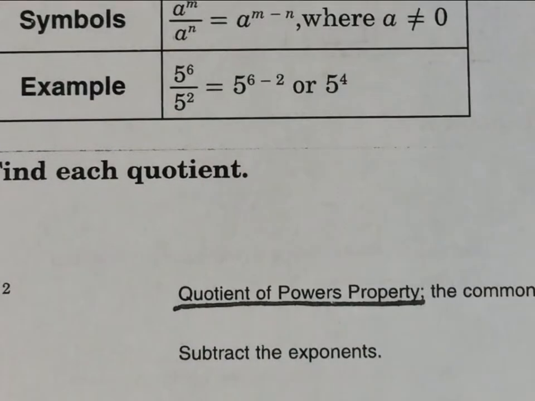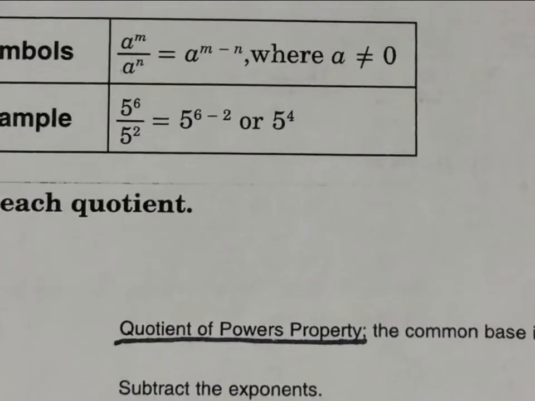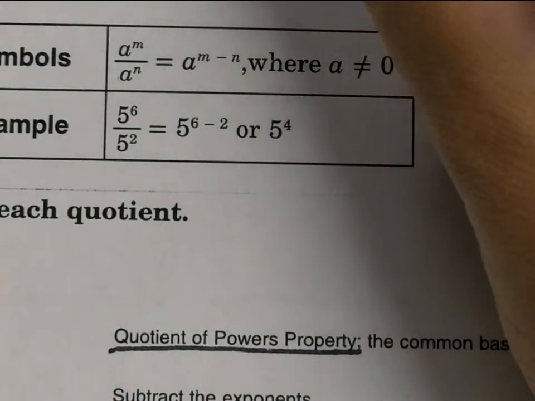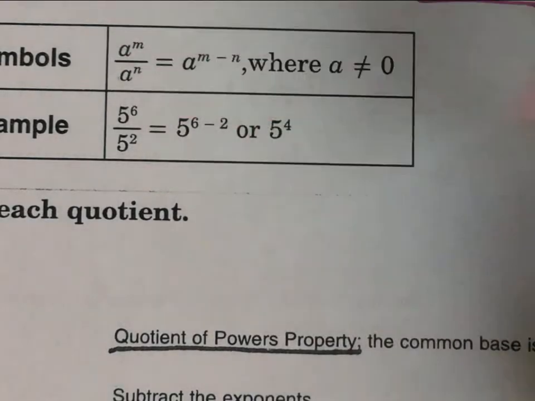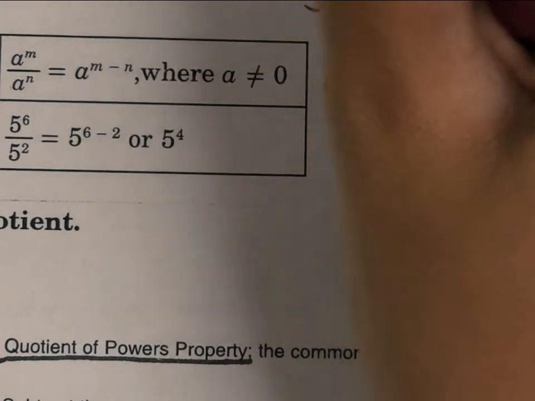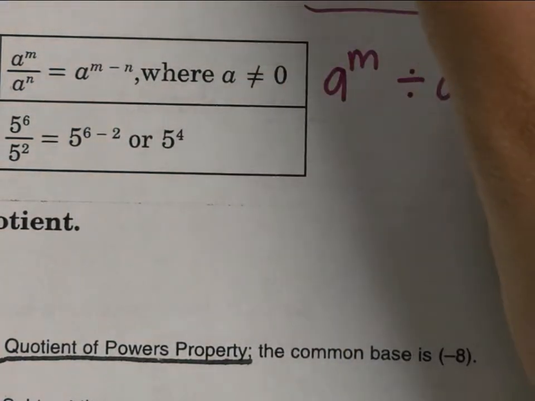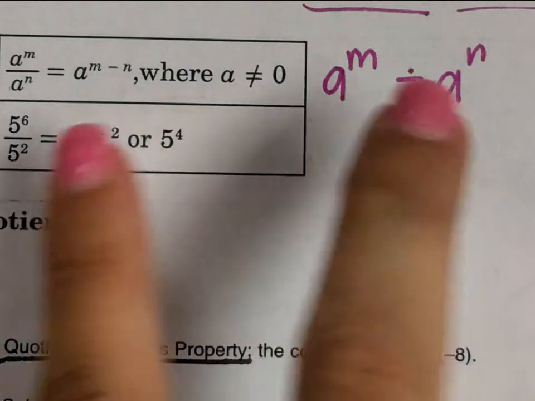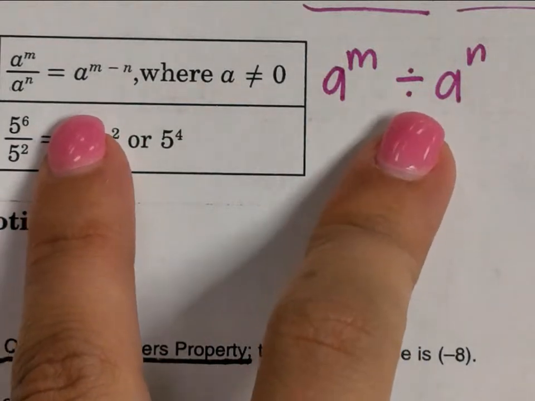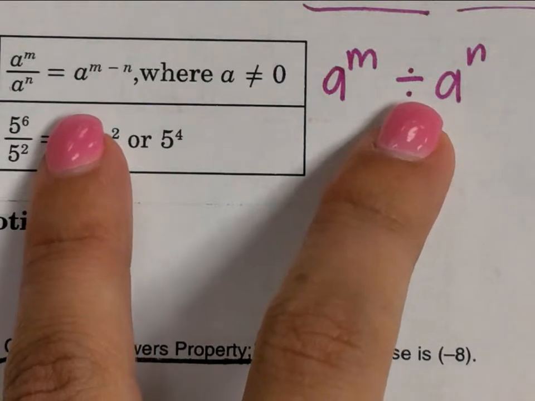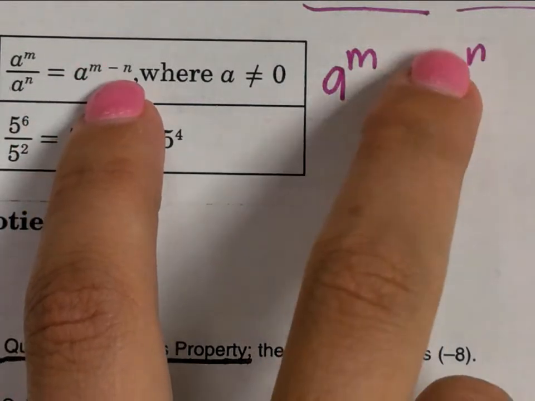So if I look at this, I have a to the n divided by a to the n. What's another way that I could write that other than fraction form? Does this mean the same thing? Yes. So whether you see it in fraction form or with an actual division sign, you are still doing what to those exponents? Subtracting them. You are still subtracting the exponents.